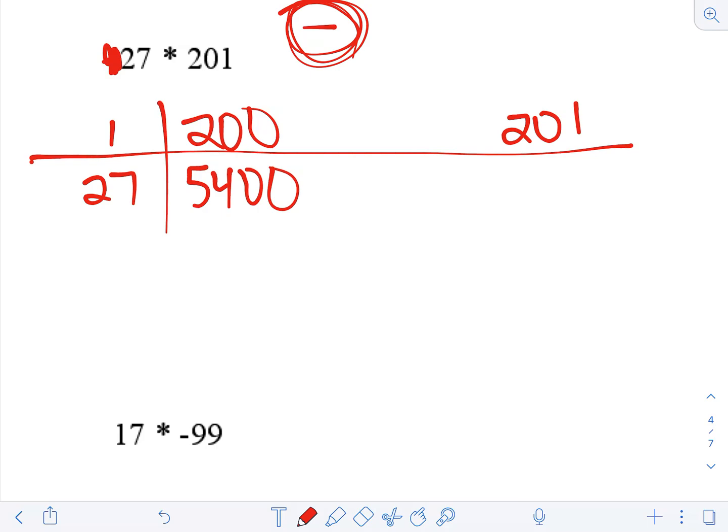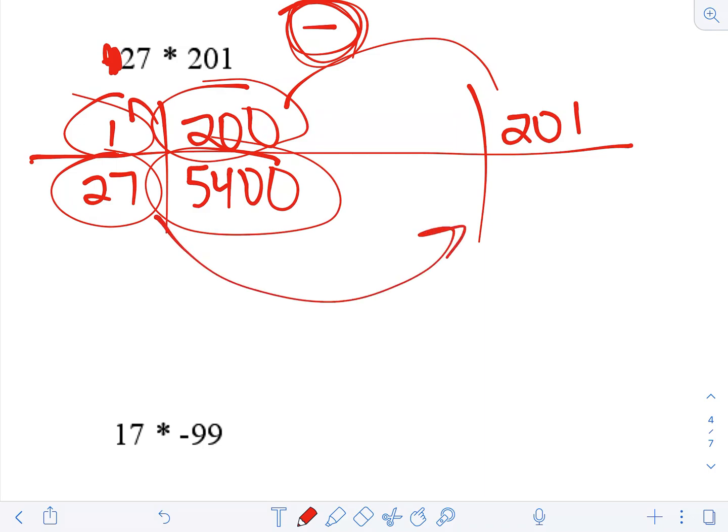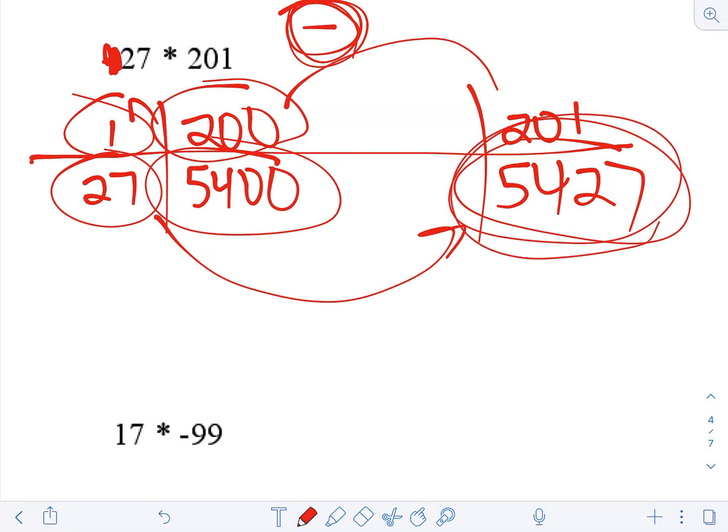Oh, but I'm not at 201 yet. I'm 1 away. Look, I know we have 200 of something and 1 of something. Add it together, you get 201. So add 27 and 5,400, and you get 5,427. And that is what 27 times 201 is. Oh, we need the negative. So it's negative 5,427.